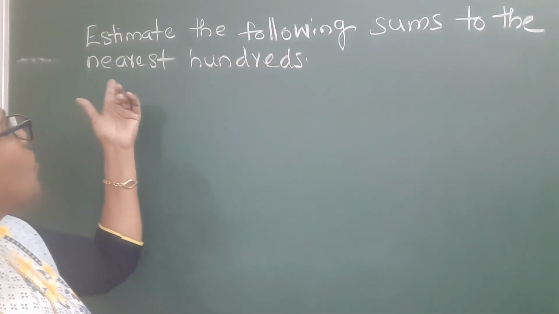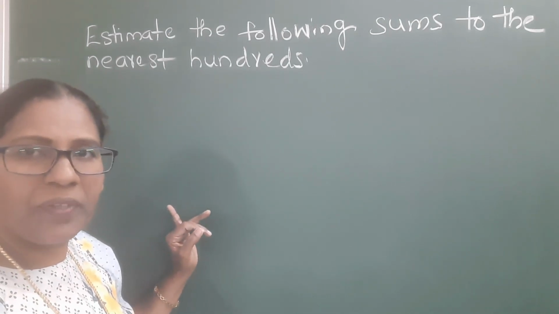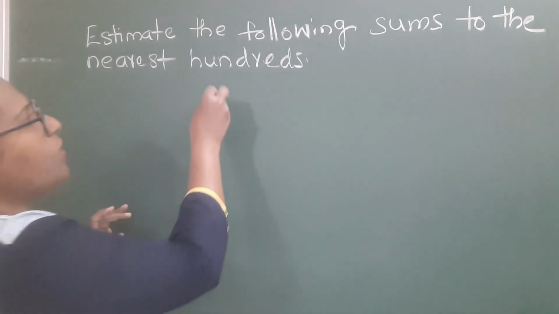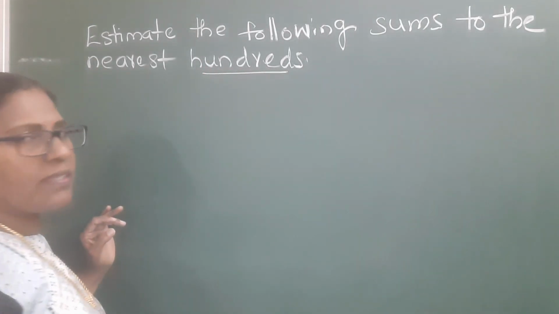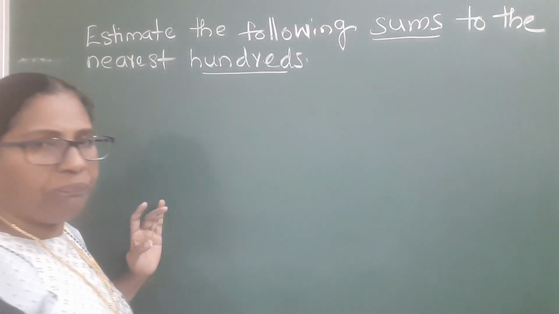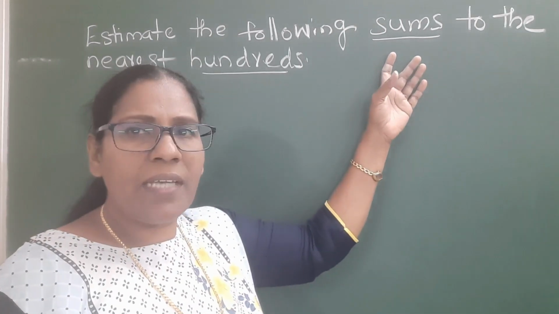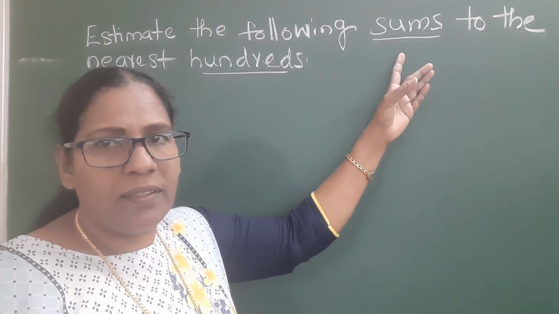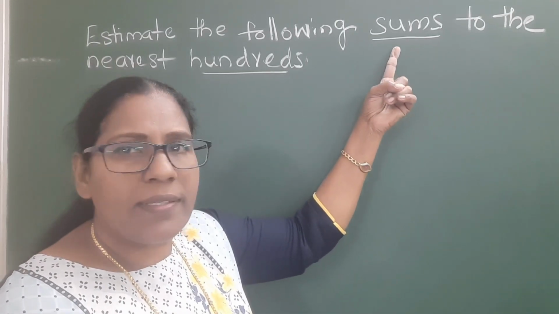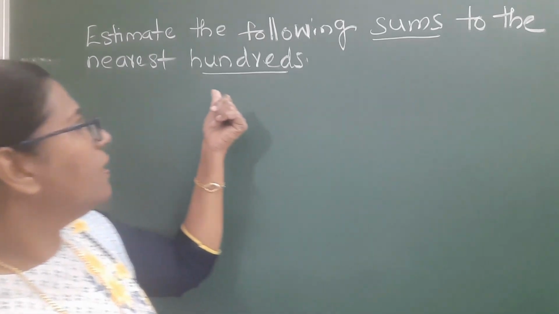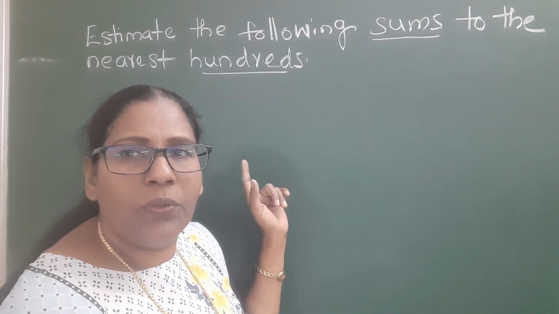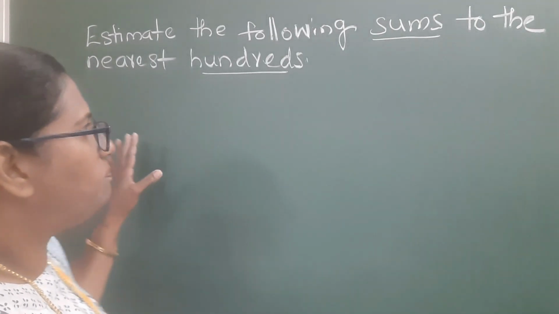Estimate the following sums to the nearest hundreds. Number 1, you have to notice nearest hundreds. Number 2, we have to find the sum. We get the sum when we do the addition. After doing addition, whatever answer we get, that is called sum. Now here, next thing is nearest hundreds. We have to do the rounding off to the nearest hundreds.